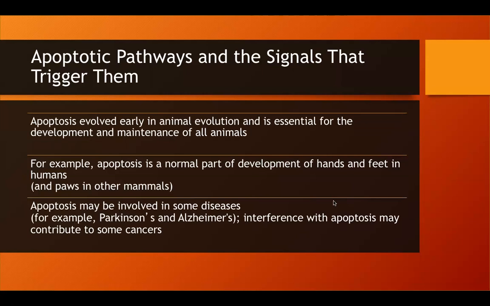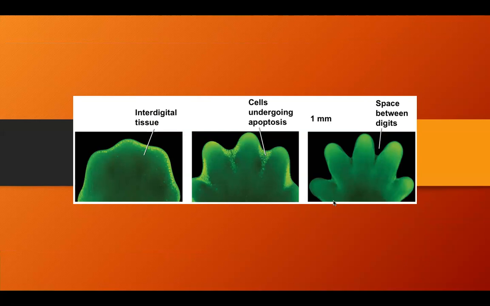For example, apoptosis is part of normal development for hands and feet in humans, paws, and other mammals. It could also be involved in some diseases such as Parkinson's and Alzheimer's disease, and we also believe that apoptosis can contribute to some types of cancers. All right, so this is just showing your digits developing.